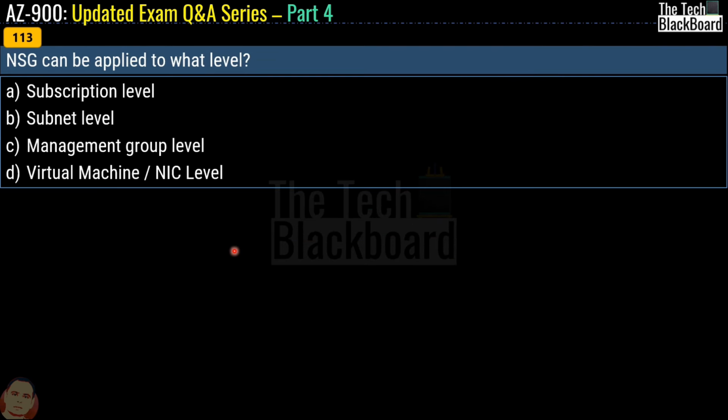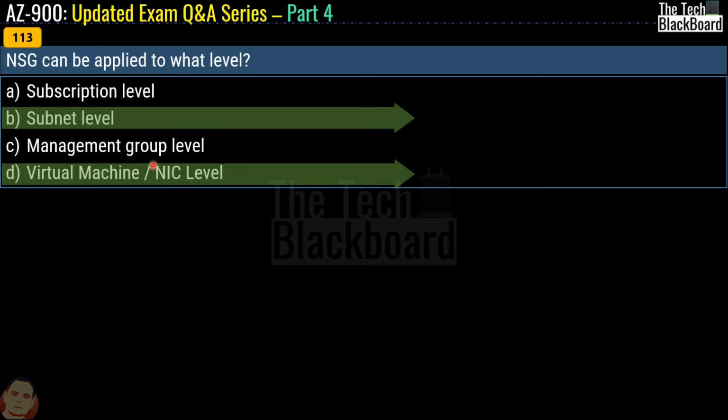Now let's read question number 113. The question says NSG or network security group can be applied to what level? Is it subscription level, subnet level, management group level, virtual machine, or NIC level? The correct answer for this question is option B, subnet level, and option D, virtual machine or NIC level.